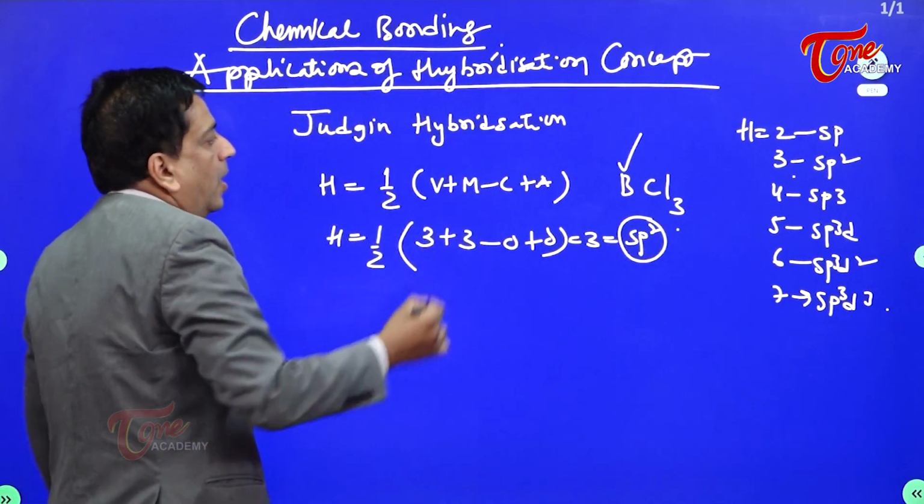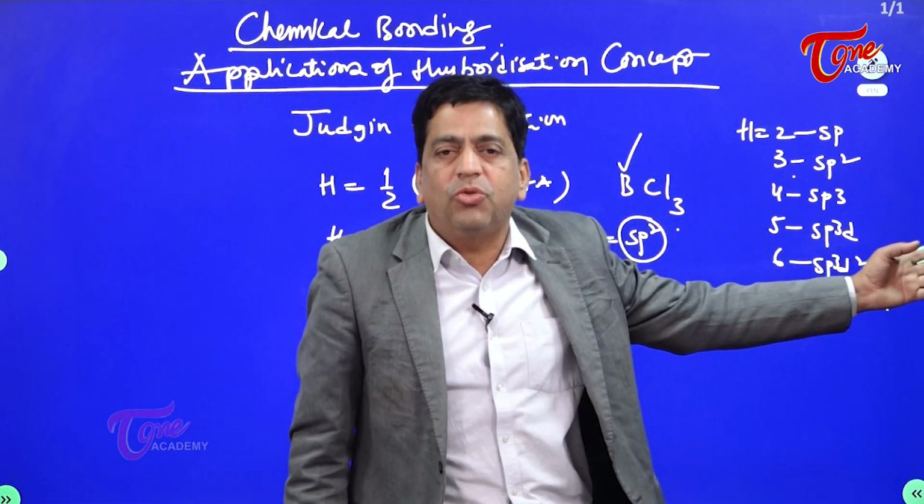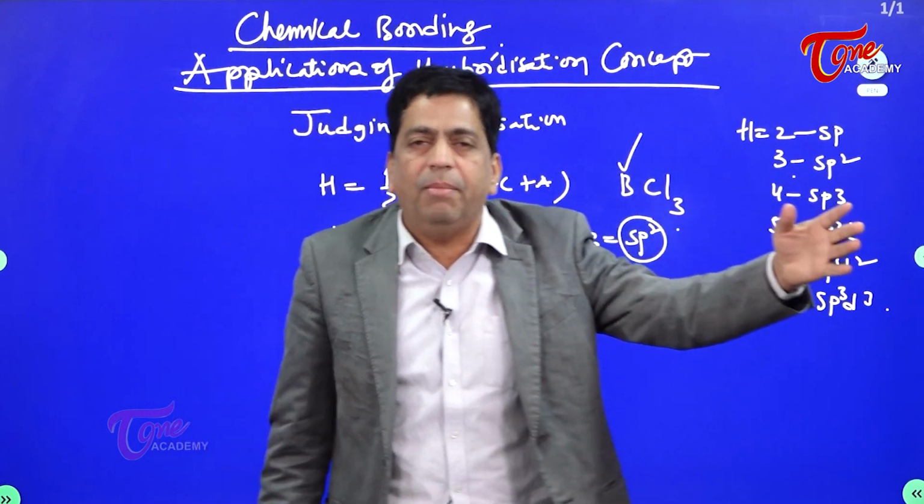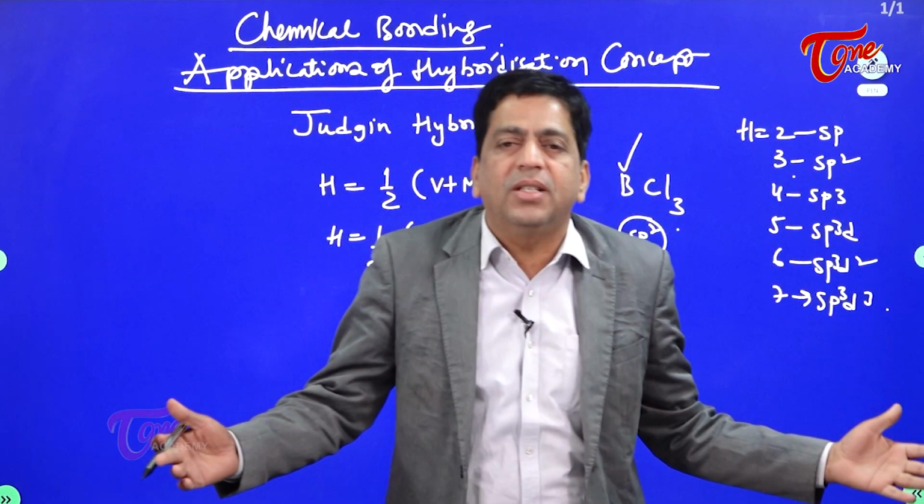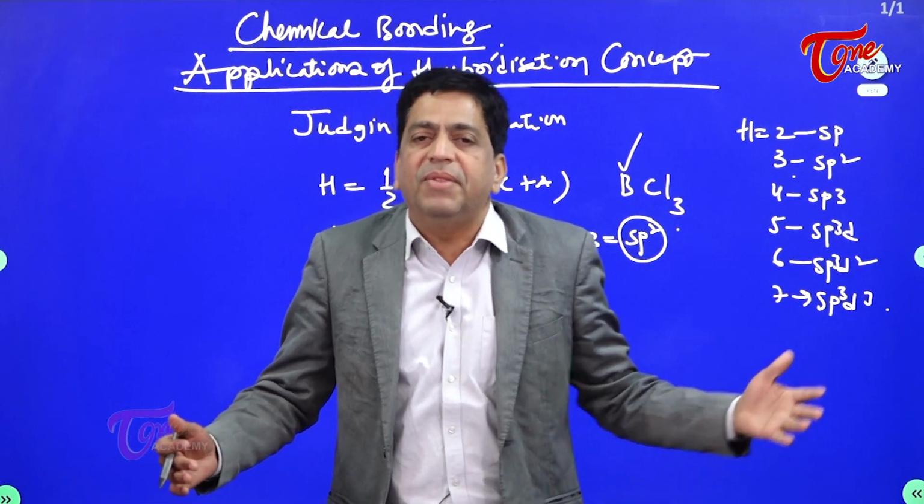H value is 3, it is basically sp2. That's what you need to remember. For students who are writing the exam, if you wanted to know which type of hybridization is taking place in a certain species, then use this formula.